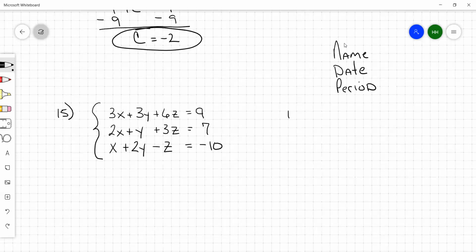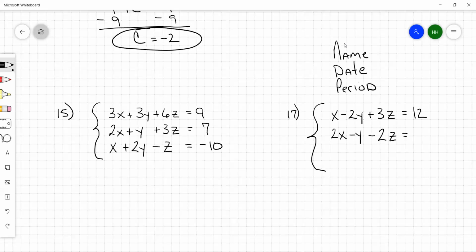We're going to call this one number 17. x minus 2y plus 3z equal to 12. 2x minus y minus 2z equal to 5. 2x plus 2y minus z equal to 4.